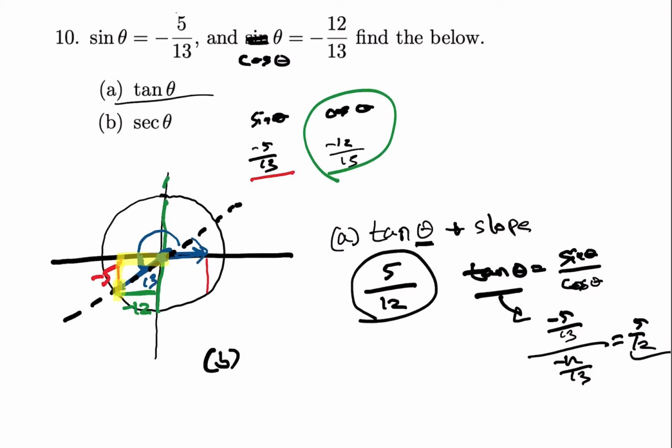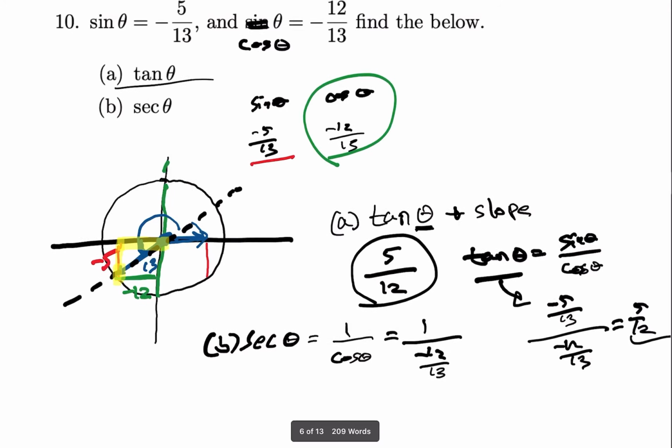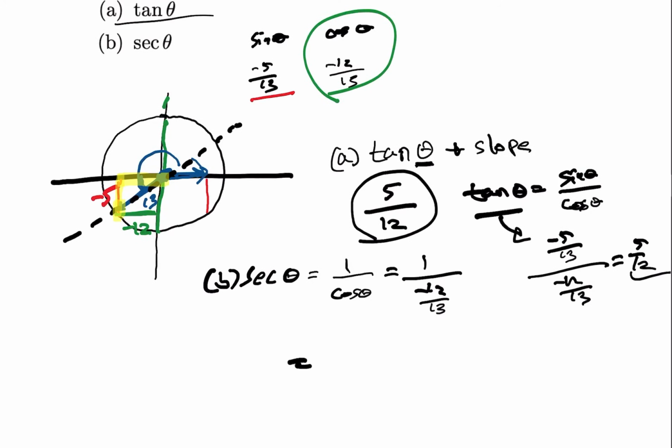Secant is just 1 over cosine. And cosine is negative 12 over 13. So we have 1 over negative 12 over 13. That is the same thing as 1 times the reciprocal. So we have negative 13 over 12. That's secant.